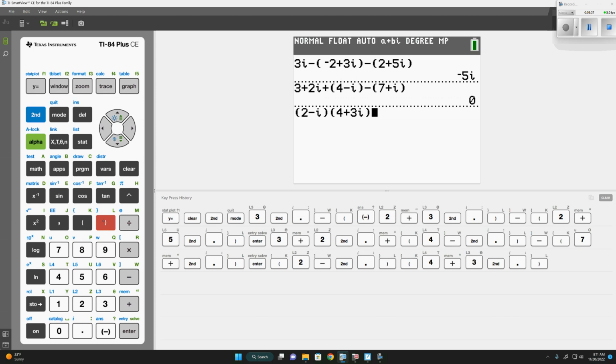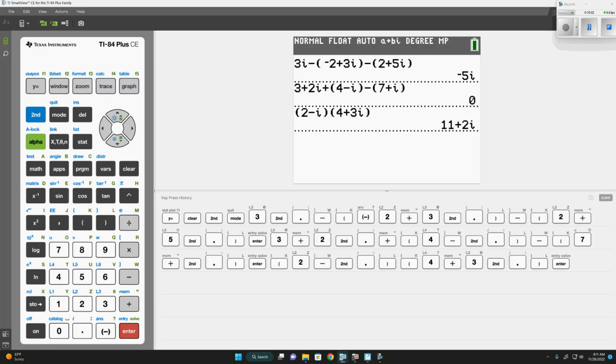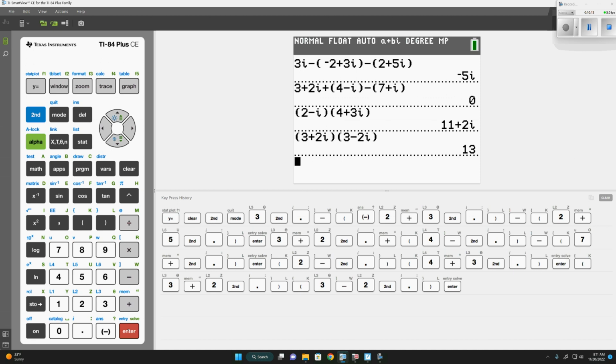Now, just like with addition, subtraction, we can do multiplication in the calculator. And it gave us the exact same answer. It will do it for us. We don't have to have it in a plus bi form. It'll do multiplication, addition, subtraction in either version. So this one here, we can do it in the calculator. So we can say 3 plus 2i times 3 minus 2i. And we get 13.